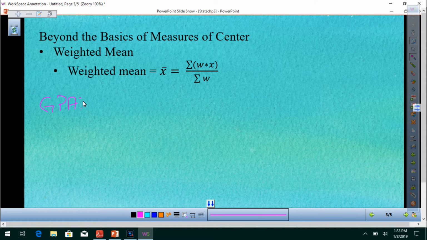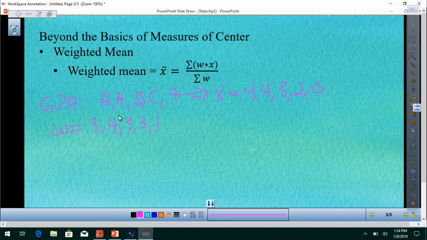Say you've got the weights 3, 4, 3, 3, 1, and we'll say your actual grades were A, A, B, C, and F. This would translate into X equals 4, 4, 3, 2, and 0. F is 0.